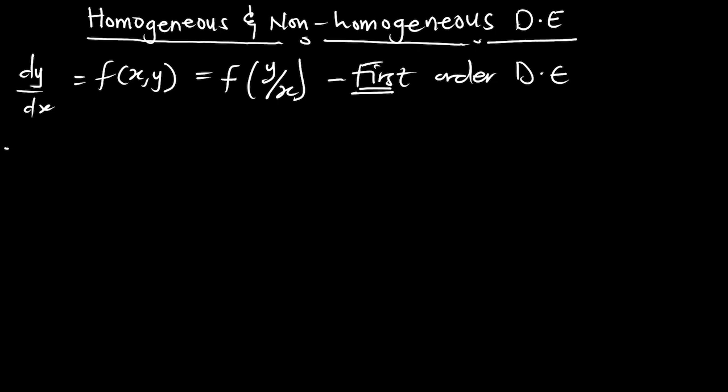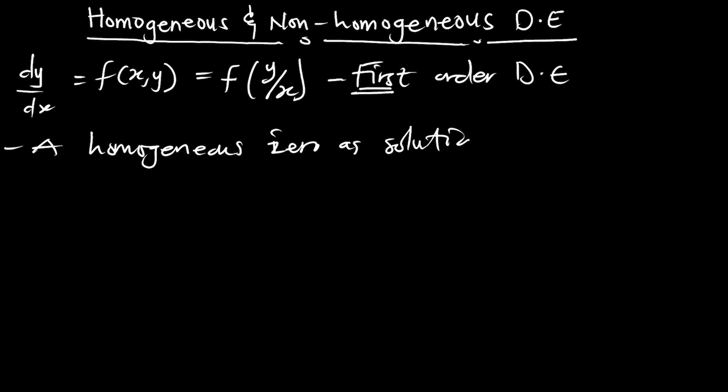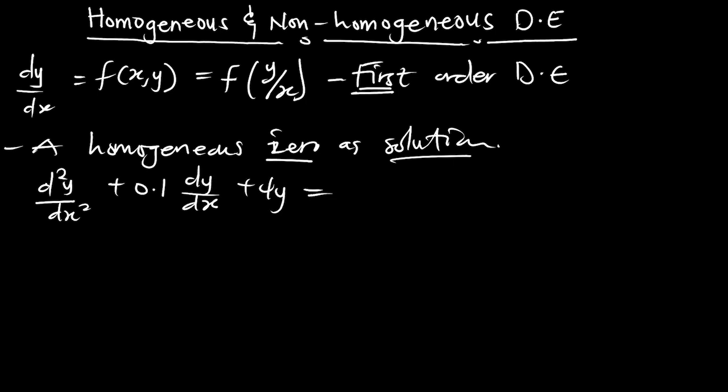We also have a homogeneous equation defined as a differential equation which has 0 as a solution. So our homogeneous equation is going to have 0 as its solution. For example, if I have this expression, d squared y on dx squared plus 0.1 dy/dx plus 4y is equal to 0, this is a homogeneous equation.